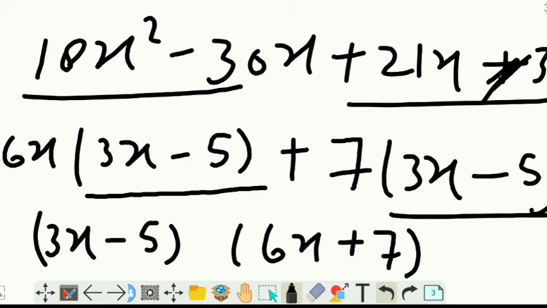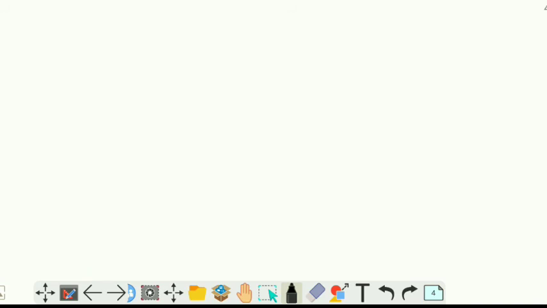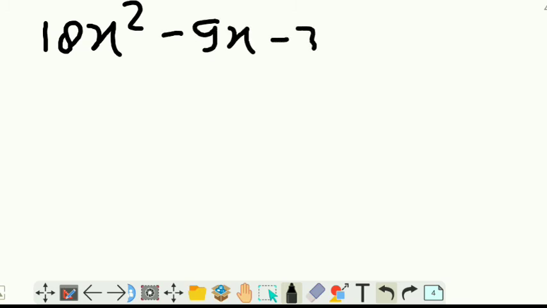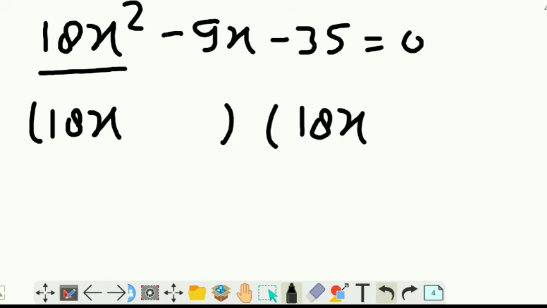Now, another short method for this. If you don't want to go the long way, I am telling you one short trick. How can you solve this question? See here. 18x square minus 9x and minus 35. Now it is 18x square, so we will write in the first bracket 18x, bracket close. Here also we will write 18x and bracket close.